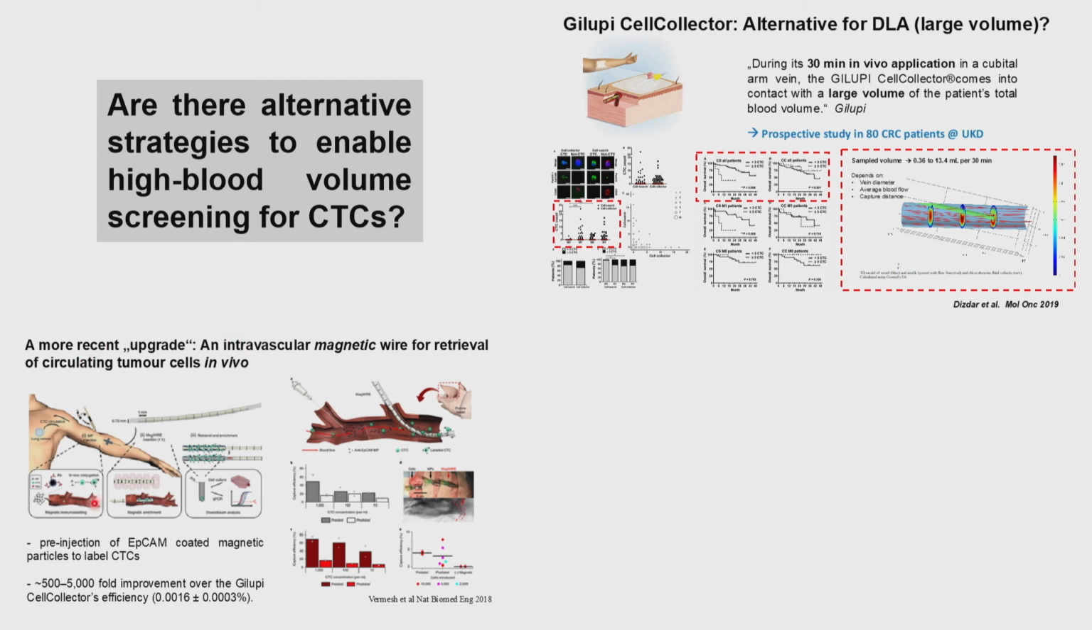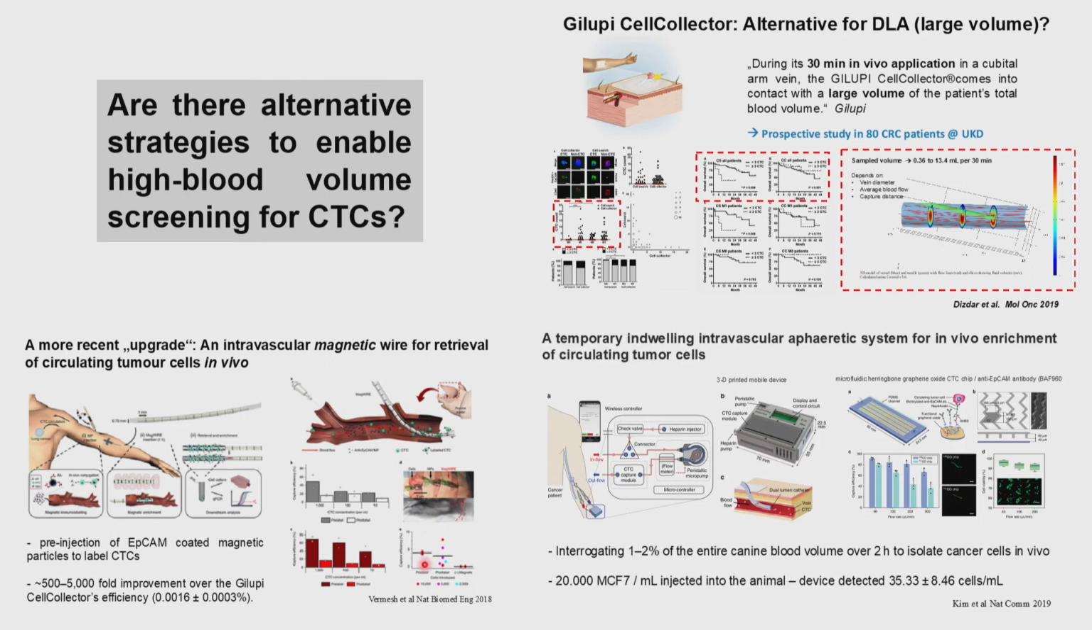There's an upgrade to such a catheter. There's one group that proposed to have a magnetic wire, bring this into the cubital vein, and combine this with antibodies attached to magnetic particles that are also administered to the patient, and then if in vivo there's a reaction, these can be collected to the magnetic catheter. However, this has been just done in a porcine model so far, and I think it's quite far away from clinical practice.